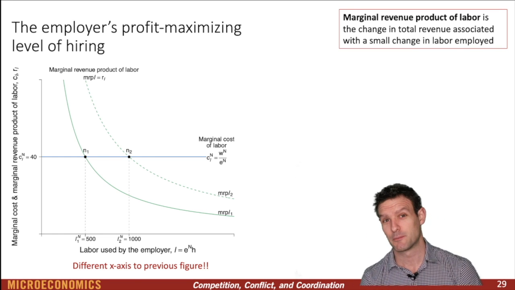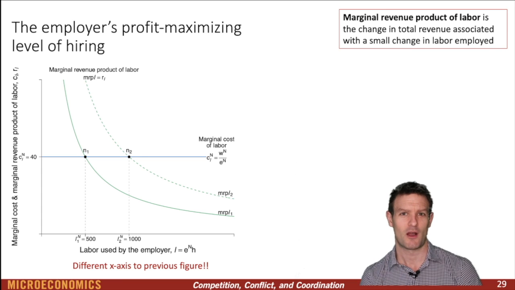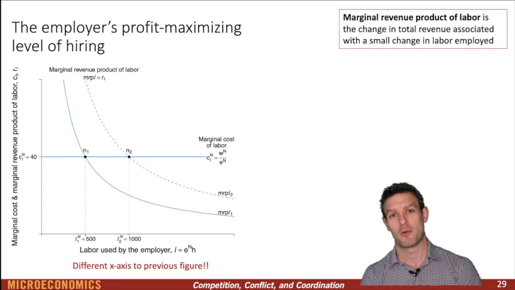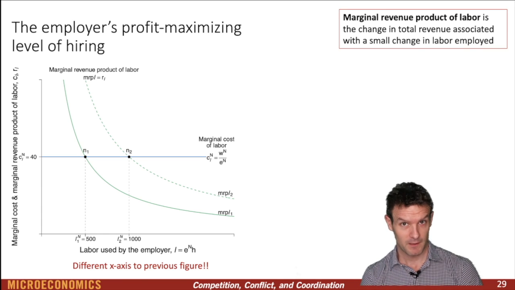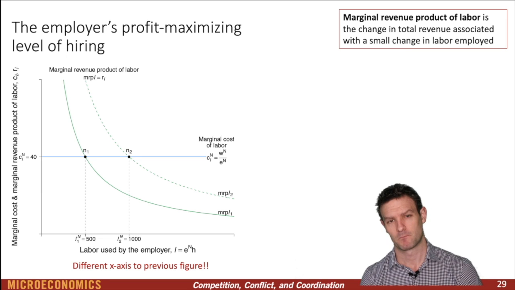So because we use labor as the input into our production function, we think about the marginal revenue product of labor given the effort that we pay. Okay, so the marginal revenue product of labor is the change in total revenue associated with a small change in labor employed. Okay, so this figure is slightly different here.